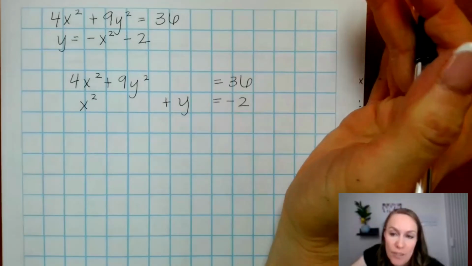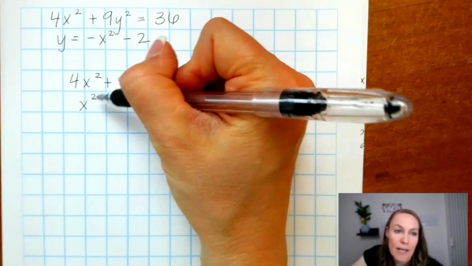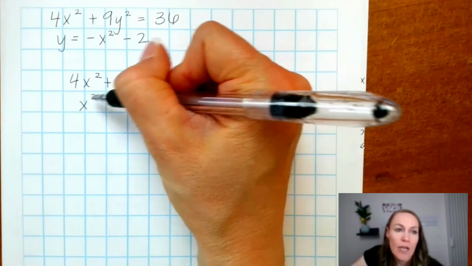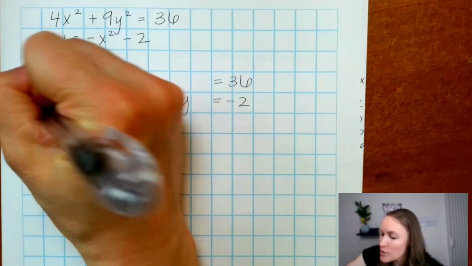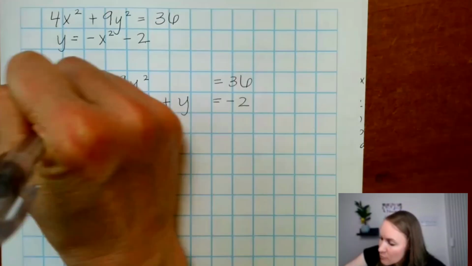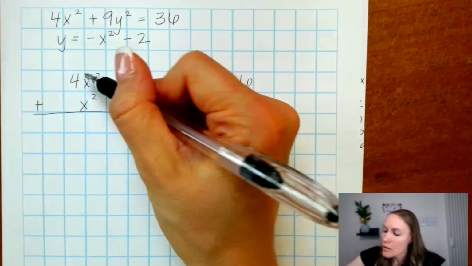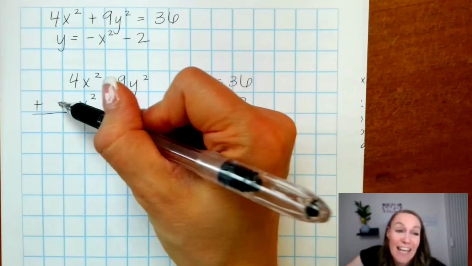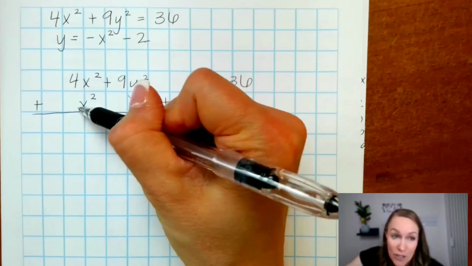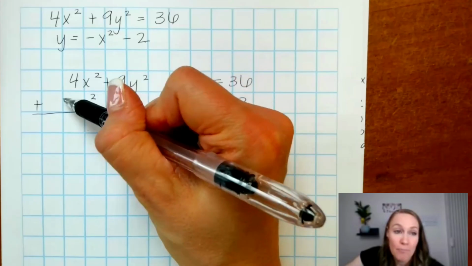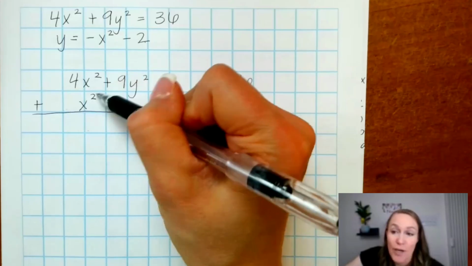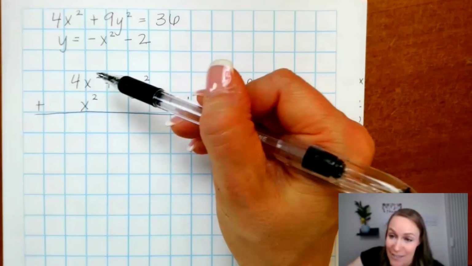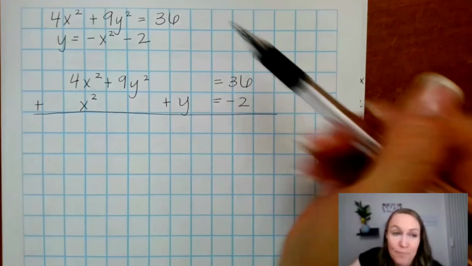So the point is going to be that we want to get rid of this x squared. So what coefficient would this x squared need to be in order for when I add these two equations together, that these will cancel each other out? So the answer is negative 4. So if this was magically negative 4, then 4 minus 4x squared minus 4x squared would be 0. And that would cancel that x out so that I could solve for y.